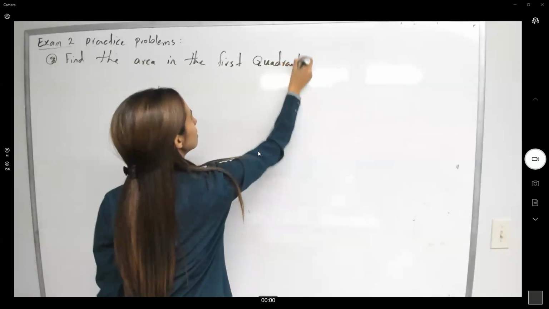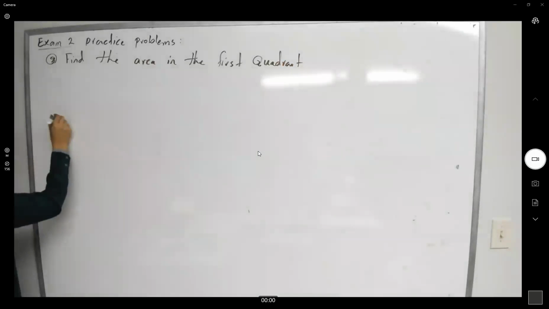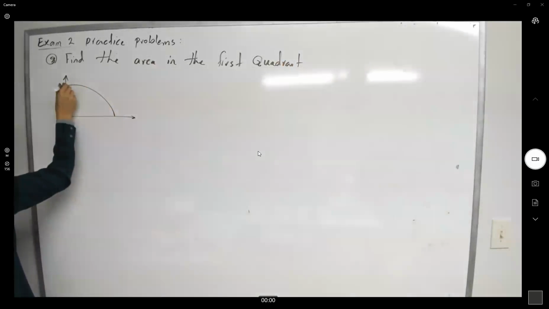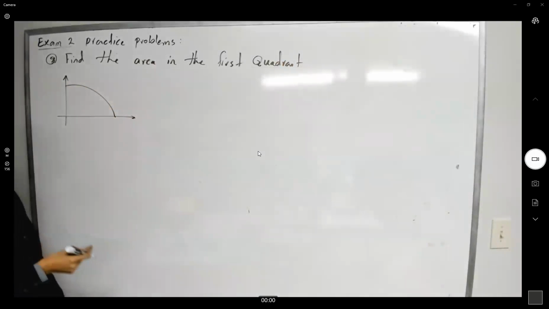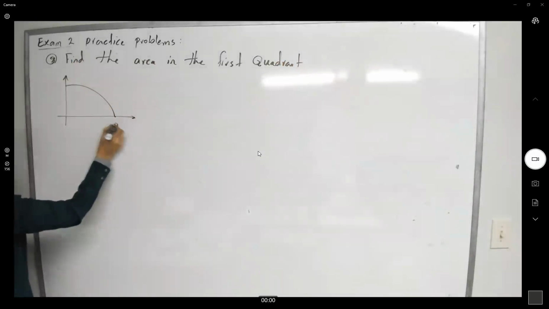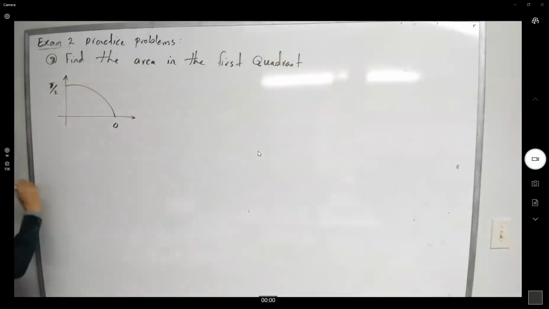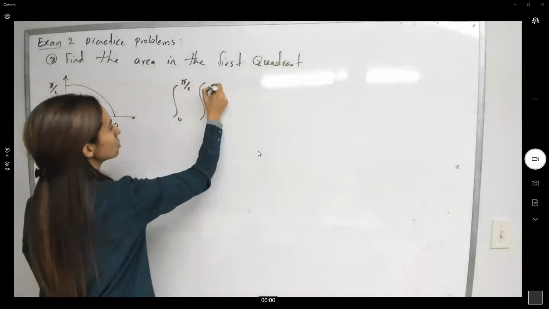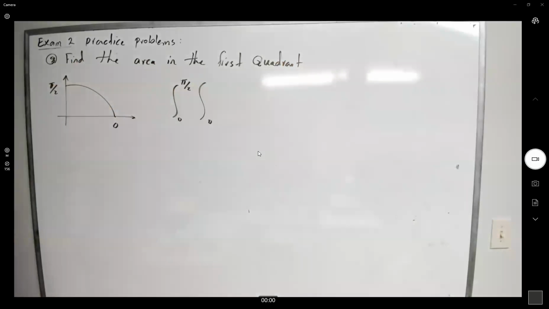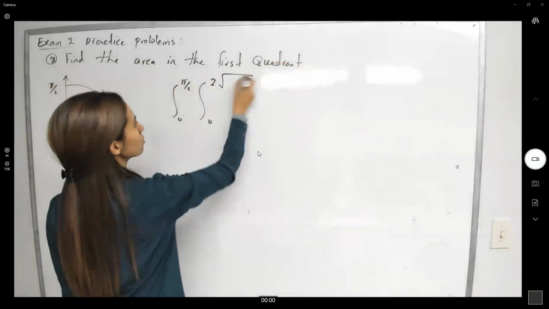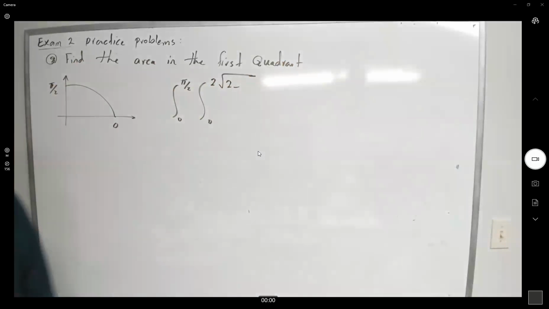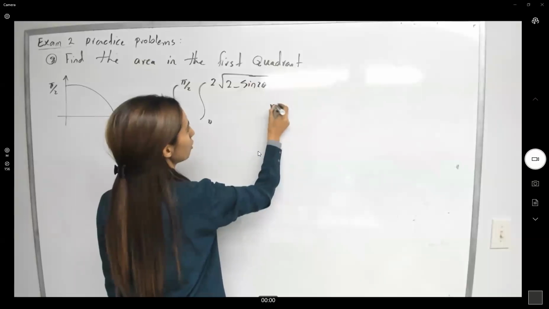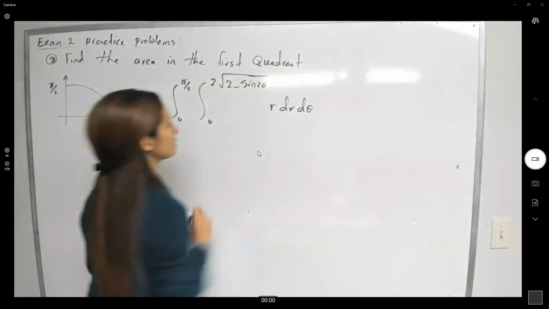Well, as we saw, this is our graph. Because it doesn't have symmetry, we cannot divide this up. The theta is bounded between 0 and pi over 2. So we get 0 to pi over 2, and 0 to, what was the function? 2 times square root of 2 minus sine 2 theta. Then we have r dr d theta.